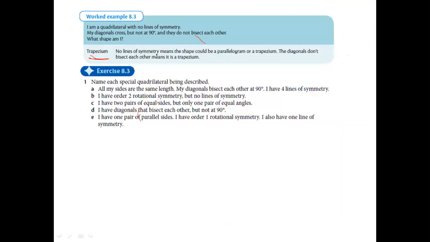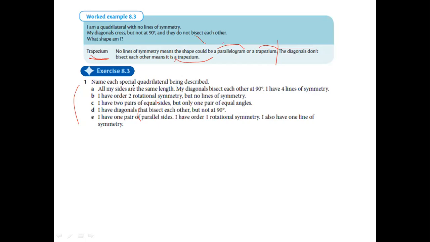Let's read the explanation. No lines of symmetry means the shape could be a parallelogram or a trapezoid, because a parallelogram and a trapezoid have no symmetry lines. The diagonals don't bisect each other means it's a trapezoid. In a parallelogram, of course, the diagonals bisect each other. So we have 5 questions. I want to solve three questions for you, and the others, please check yourself at home.